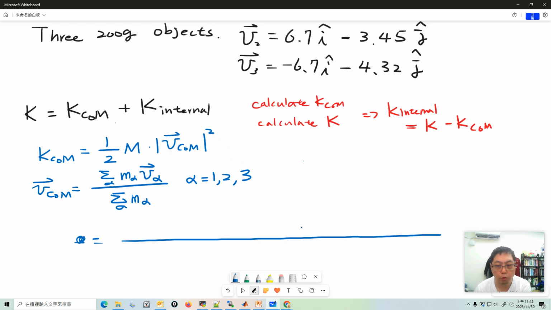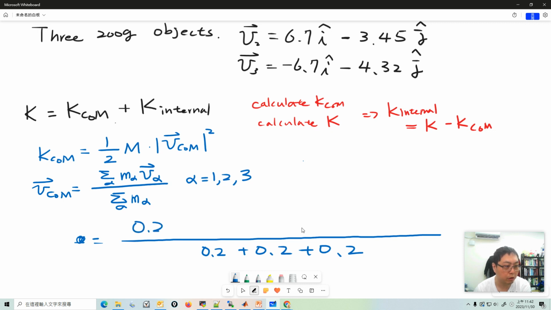The mass of each object is 0.2 kilogram. I still like to use the MKS system, kilogram, meter, and second, so I convert any mass into kilograms. 200 grams equals 0.2 kilograms, and we have three objects.